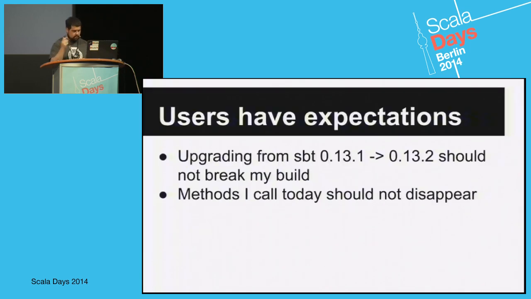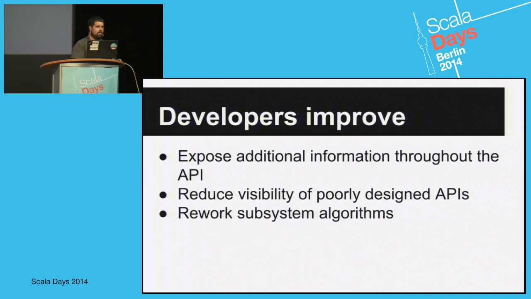So, basically, users have expectations. If they're using SBT 0.13.1 and they pull in SBT 0.13.2, everything should work. So, methods you call should never disappear, and you should never see some weird Stack Overflow thing. The problem is that as a developer, you want to improve things. I want to expose additional information throughout the API. I might want to take an API that was poorly designed and start reducing visibility.